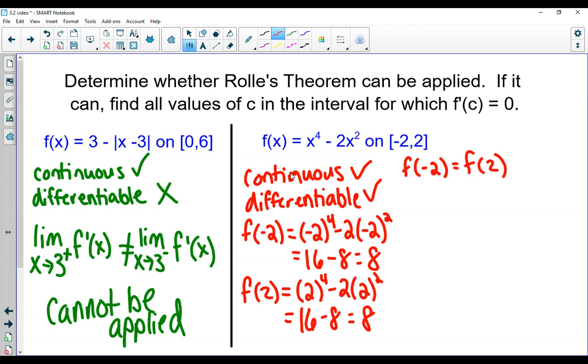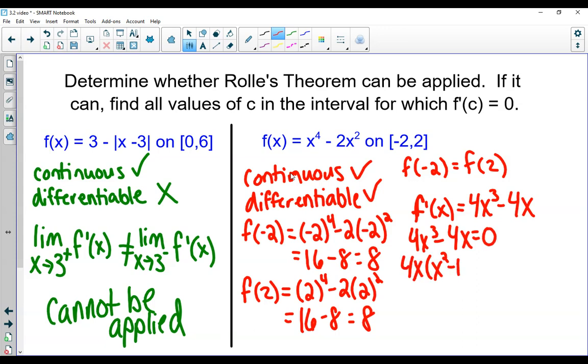Therefore, we can apply Rolle's theorem, and now we need to find the derivative and find where the derivative is equal to 0. So f prime of x, using the power rule here, is 4x cubed minus 4x. We want to know when that's equal to 0, so 4x cubed minus 4x equals 0. If I factor out a 4x, and then I keep going, I have a difference of 2 squares.